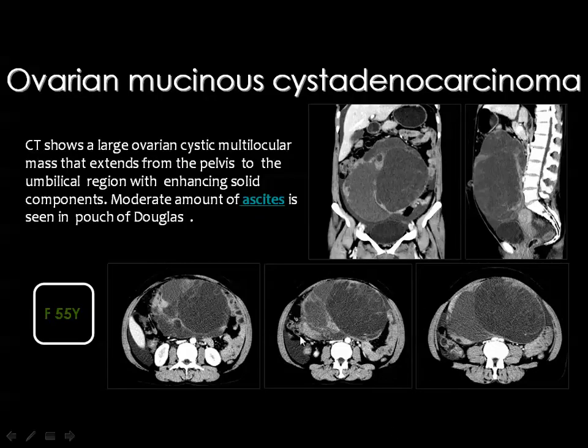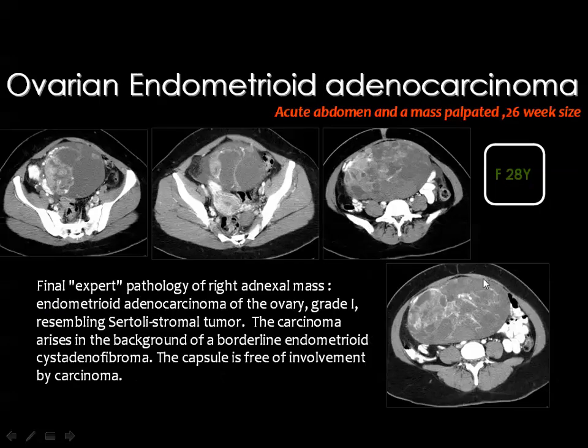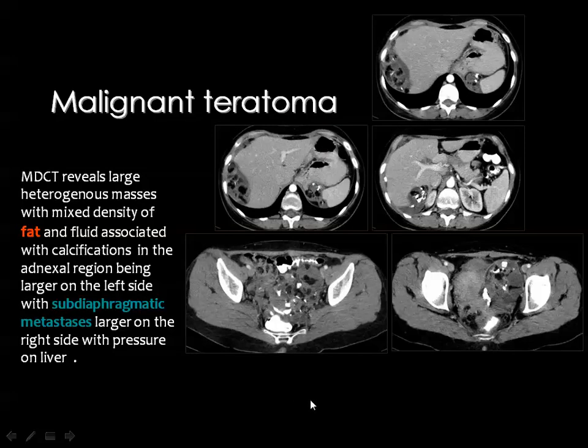Here you can see the ascites along the lower edge of the liver, and you see the cystic mass with internal septations and solid components. And this is also an example where you cannot say from imaging that this is an endometrioid carcinoma. Even by pathology, it needs a very expert pathologist to say that this is an endometrioid carcinoma, but you have the malignant features from this CT scan.